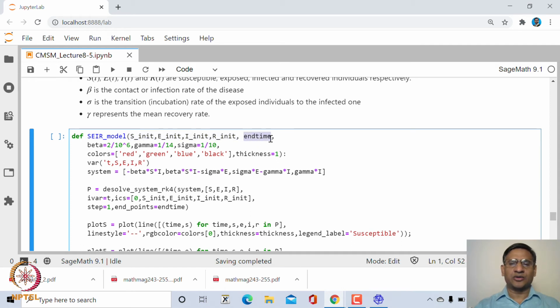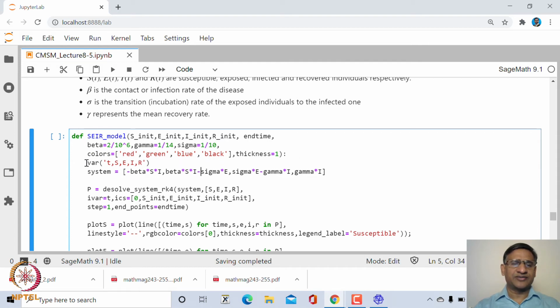So the beginning time will always be 0. You can mention the beginning time also, and we are taking beta to be 2 upon 10 to the power minus 6, which is very small, gamma 1 by 14, sigma 1 by 10, or if you want you can just change these and take different colors. So there will be 4 plots. These 4 plots are in different colors, and this is the thickness of the curve.